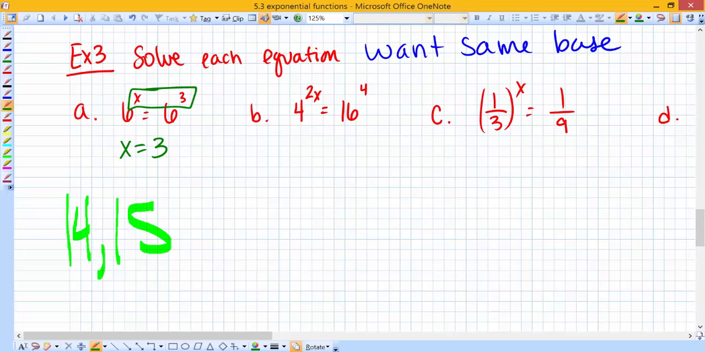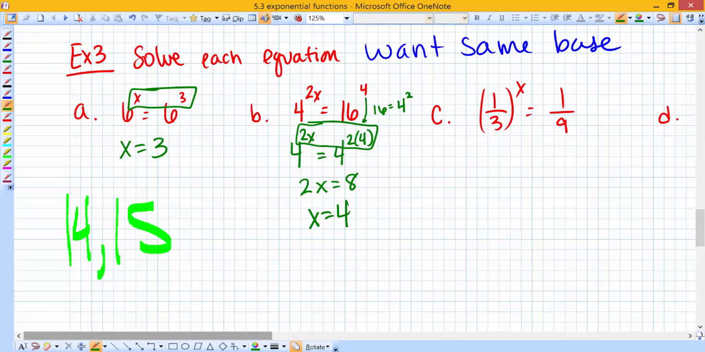In B, B's a little trickier because I do not have the same base. Since this is 4 to the 2x, I need to rewrite 16 with a 4. 16 is 4 squared. So 4 squared, and then I bring down that 4. My bases are the same. So I can ignore the bases, and I'm left with just the exponents. 2x equals 8, so x equals 4.